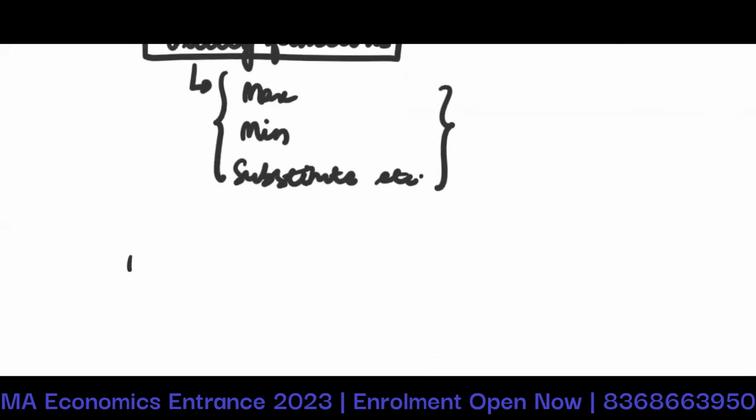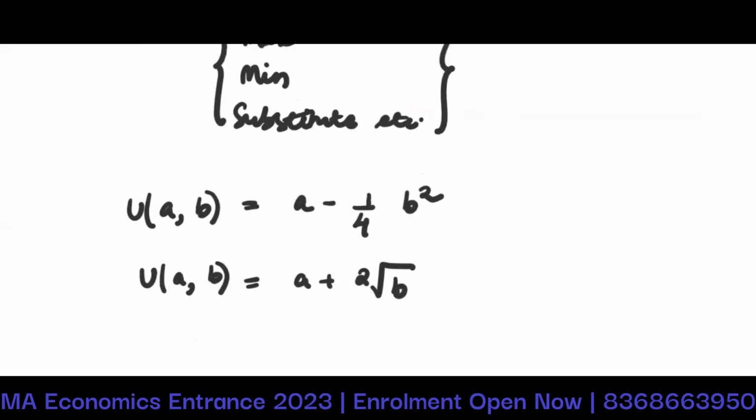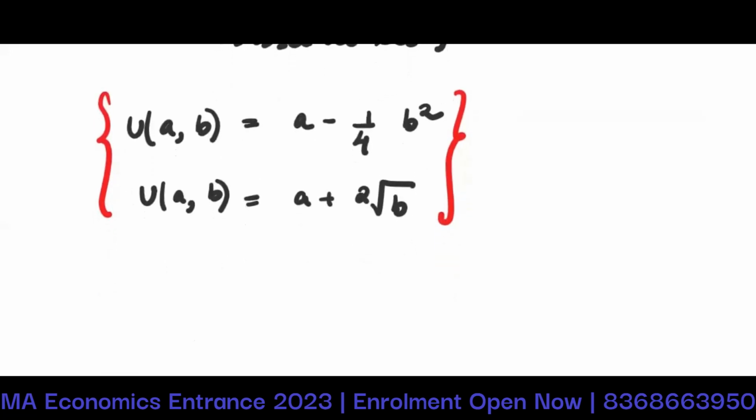Something like this came in the exam. The utility of the individual was given as a minus 1/4 b square, or the utility function given was a plus 2 root b. You should know how to deal with linear functions, quasi-linear functions, what are quasi-linear functions, etc. Right? So this is also very important.